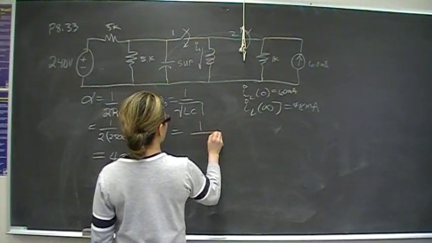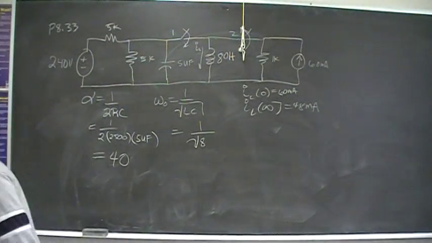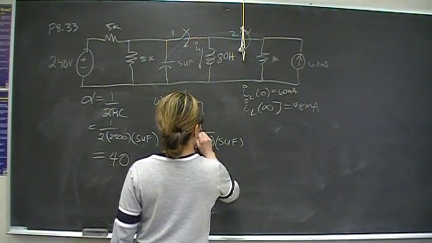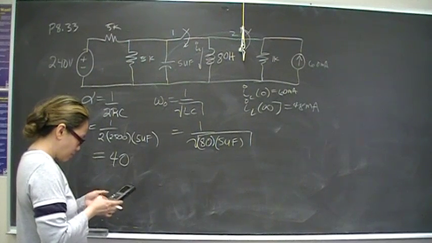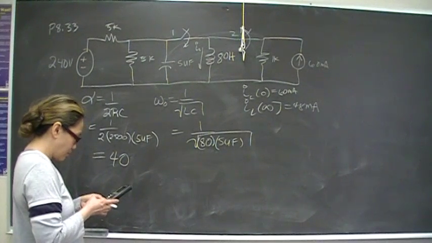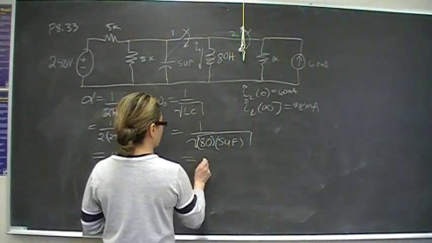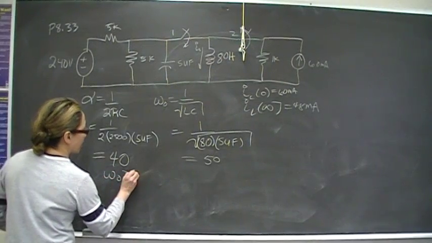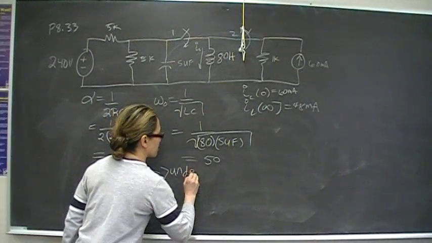Over here, we have 1 over root. Oops, this should be 80 microhenries. Yeah. Root 80 times 5. And that gives us a value of 50. So we have a situation where omega naught is greater than alpha, therefore this is going to be an underdamped response.